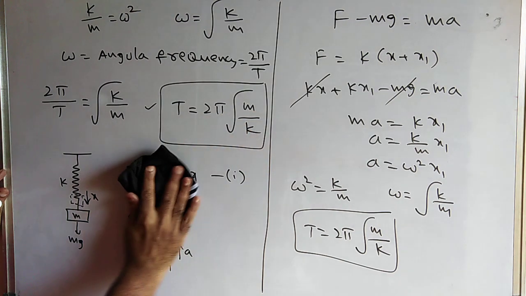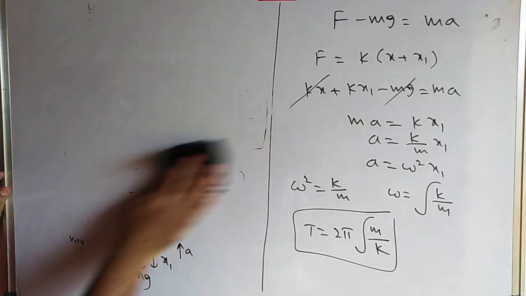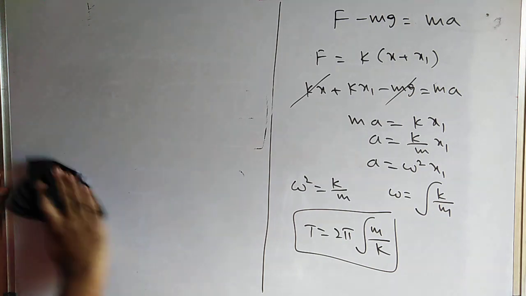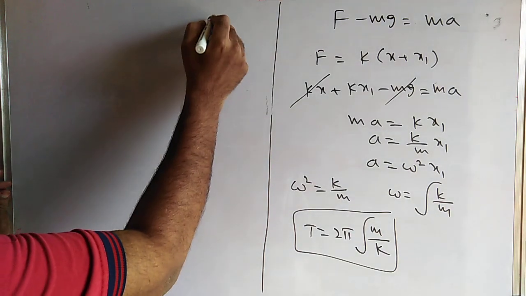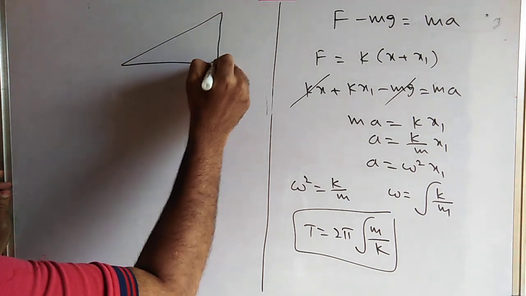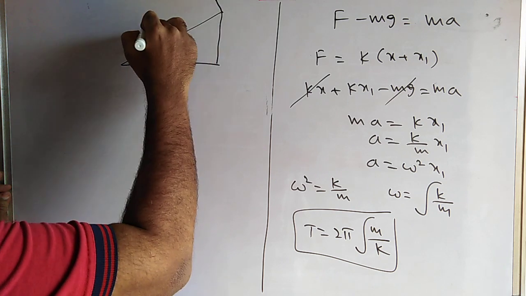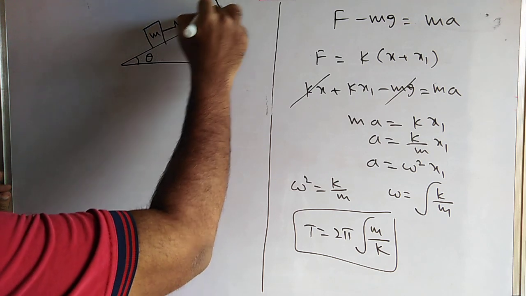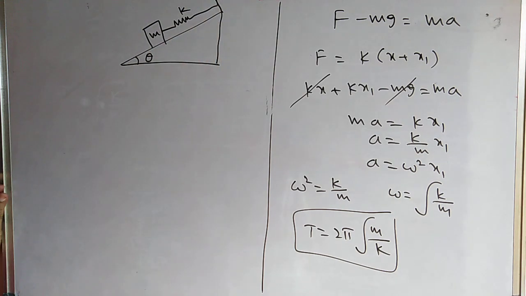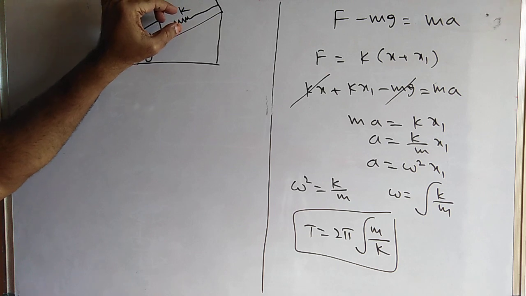Let us say, for example, let us take another case. Let us try another case here. Let us take the angle theta, and here also you keep one mass m and keep the spring of spring constant k. You just extend it a little and release, then it will do oscillations.